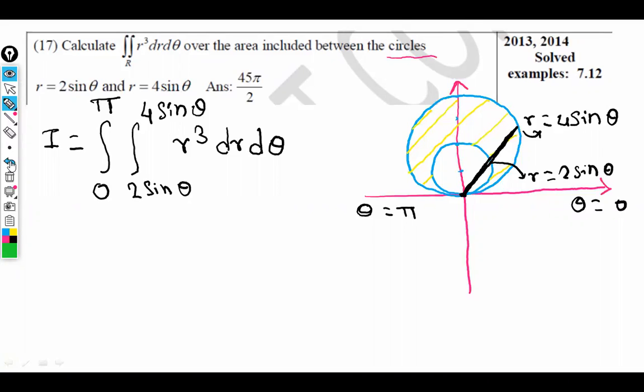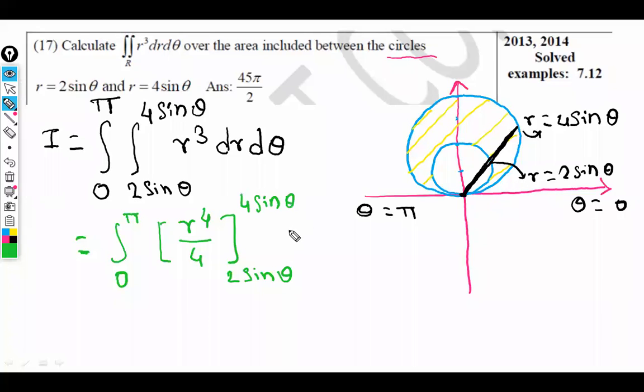So here, the first thing we left is the inner integration. Tell me the integration. Sir, r to the power 4 upon 4. Yes, correct. The integration of r cube is r to the 4 by 4, with limits from 2 sine theta to 4 sine theta, and only d theta is there. One simple integration, but 1 by 4 is a constant as it is.